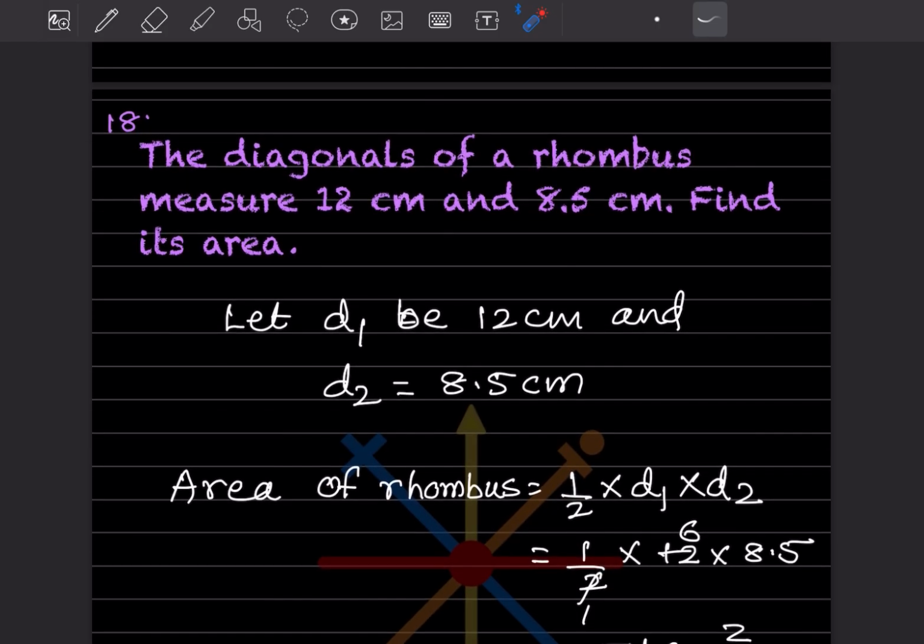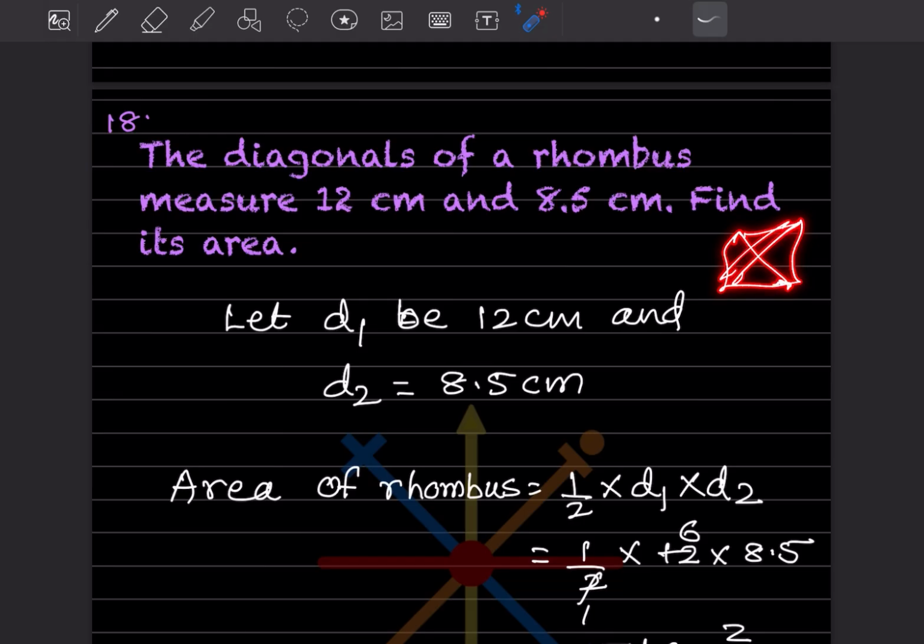The diagonals of a rhombus measure 12 centimeter and 8.5 centimeter, and we have to find the area. So these are the diagonals of a rhombus. This one is 12 centimeter and the other one is 8.5 centimeter. So we have to find the area of it.